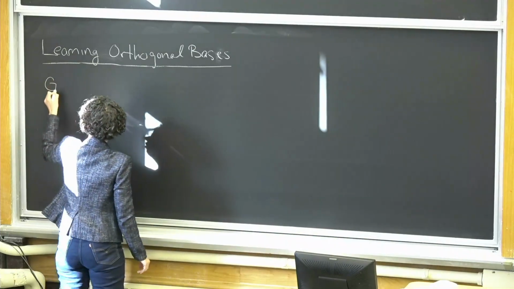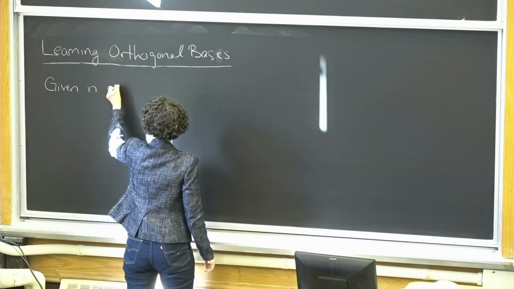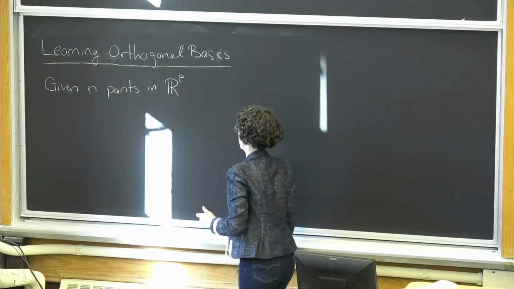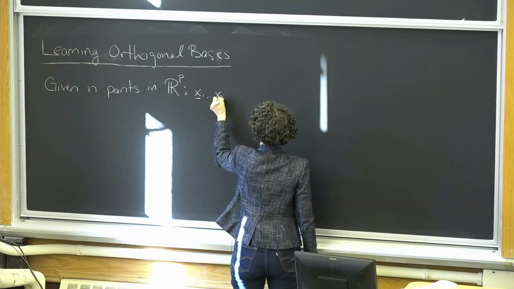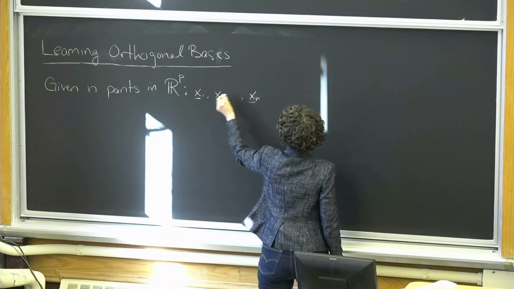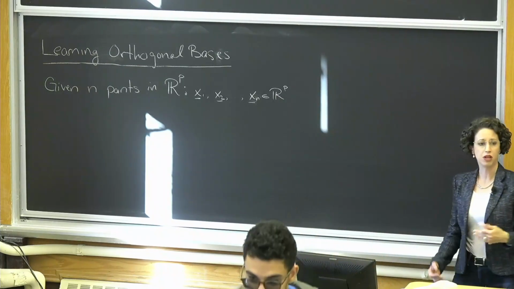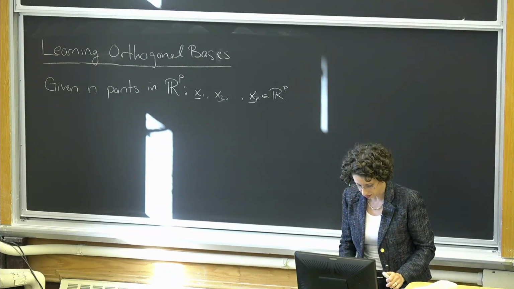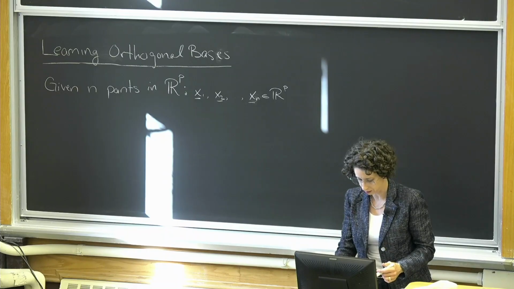So we, in general, are going to be given n points in a p-dimensional space. And we will write these points as x1, x2, etc., all the way to xn in Rp. And so now we can think about the subspace that's spanned by those points and try to find a basis that represents that subspace.